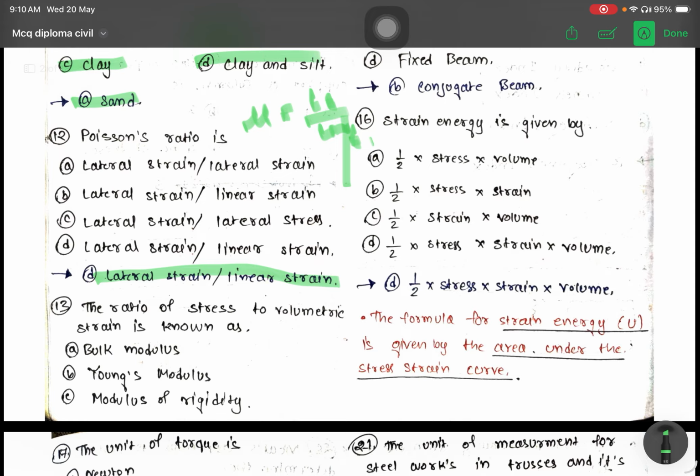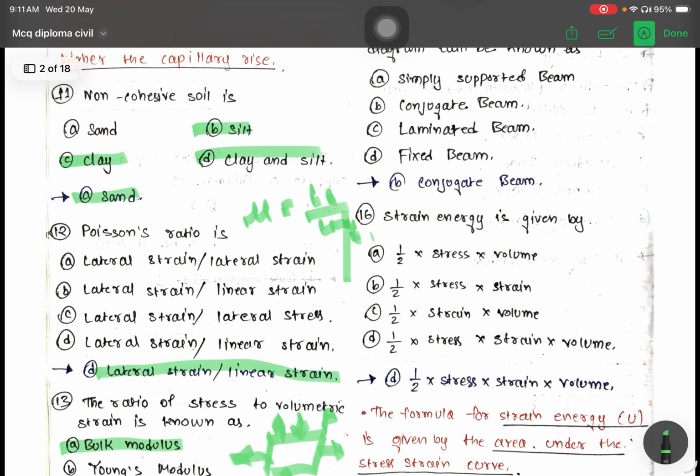The ratio of stress to volumetric strain is known as bulk modulus. When a body is subjected to a stress, there will be certain deformation in volume. So stress by volume deformation is known as bulk modulus.